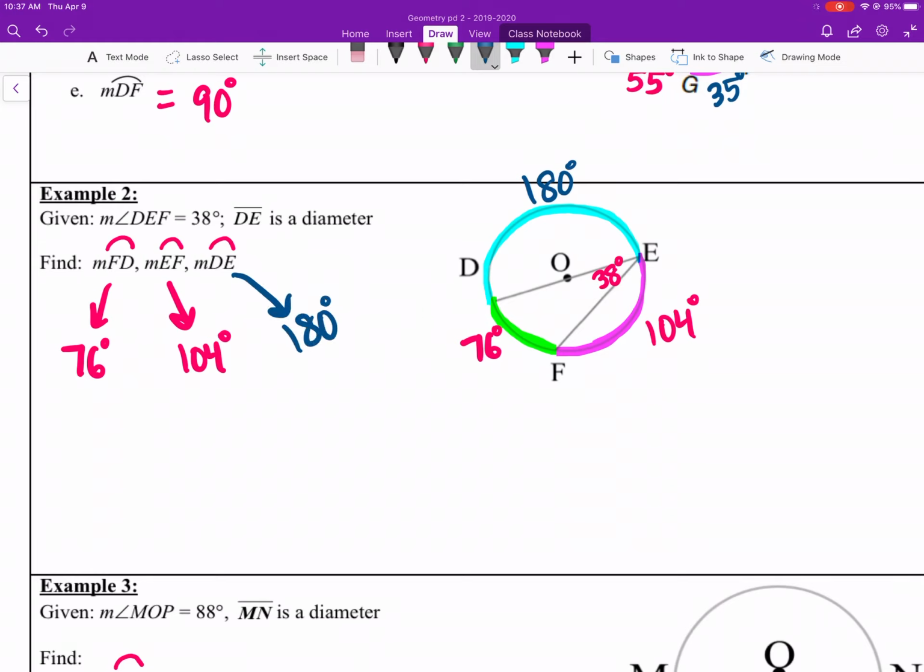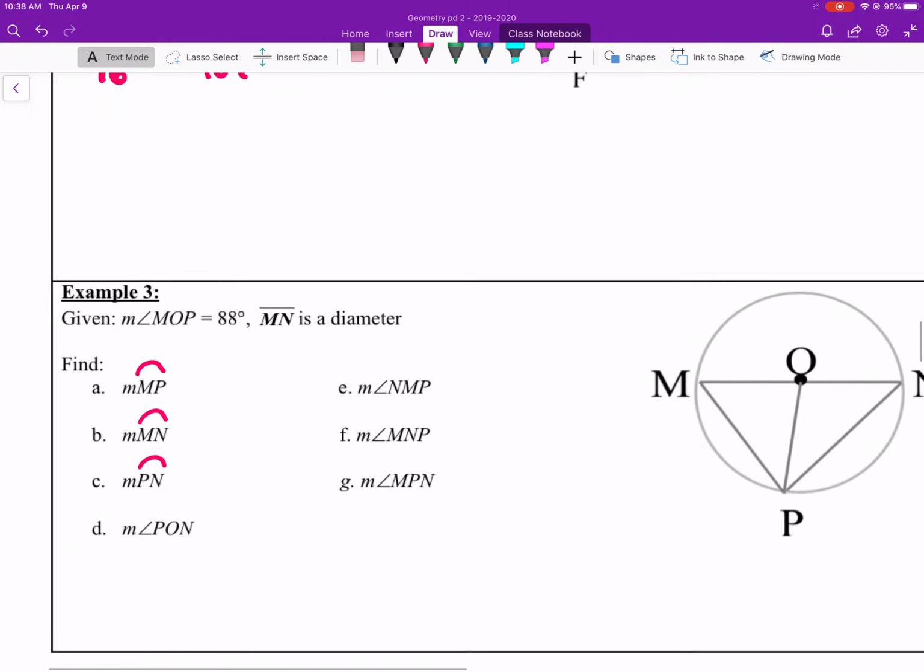All right, it's new. It might be a little confusing right now. These are things you'll master very quickly.